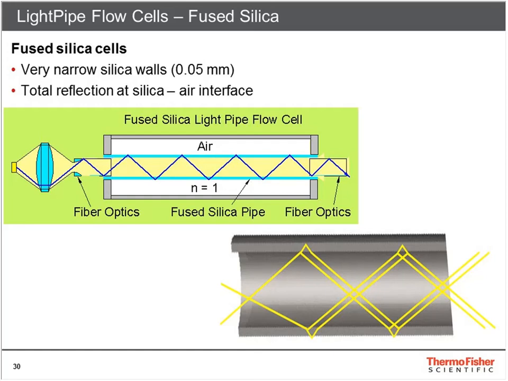As always, there are also some disadvantages. They require optical fibers for light coupling and are much more difficult to manufacture. And the main problem is that they can't withstand as high back pressure as a quartz cell, and we don't recommend that you have switching valves after the cell, and be very careful with fraction connectors.